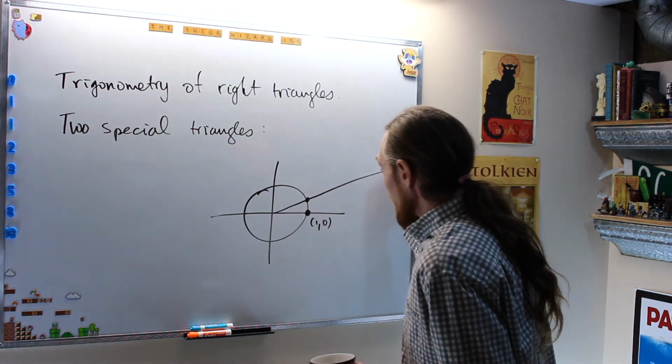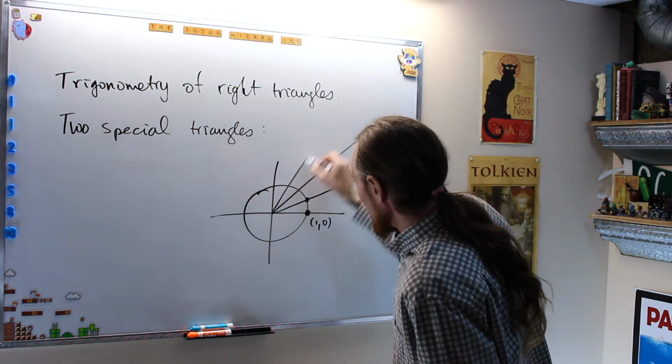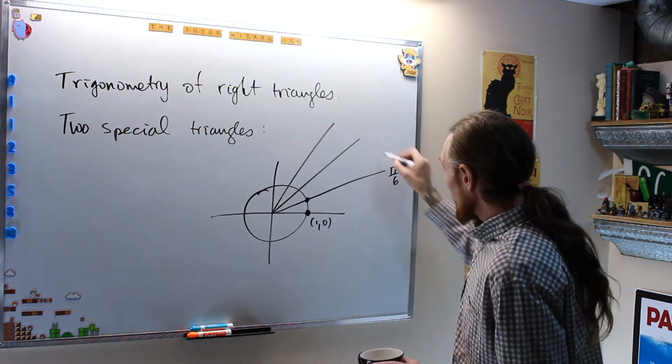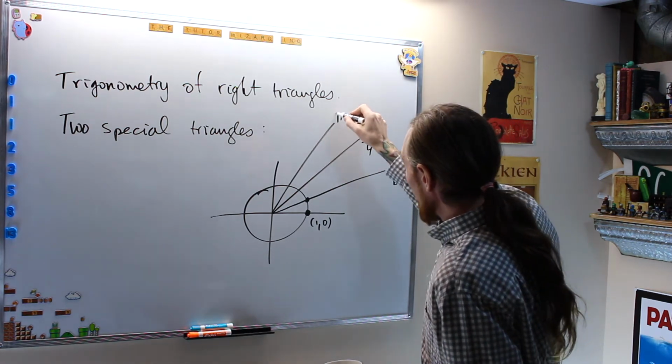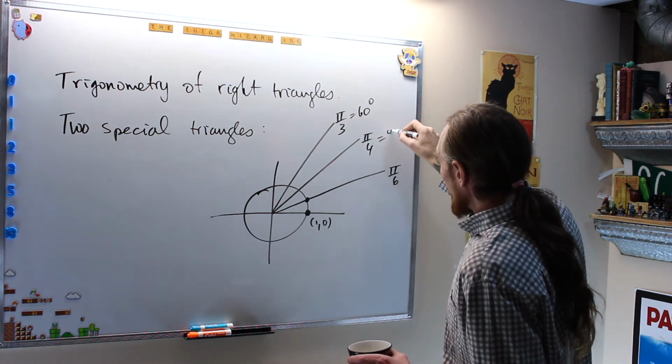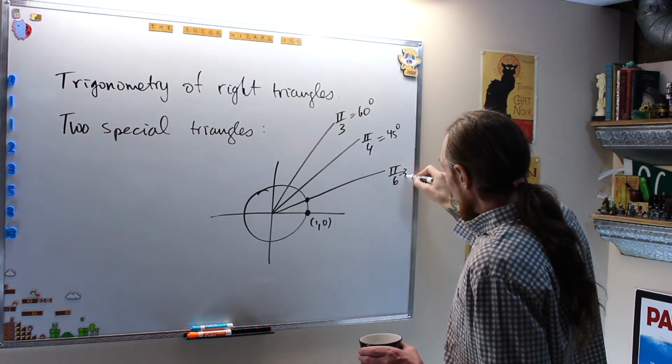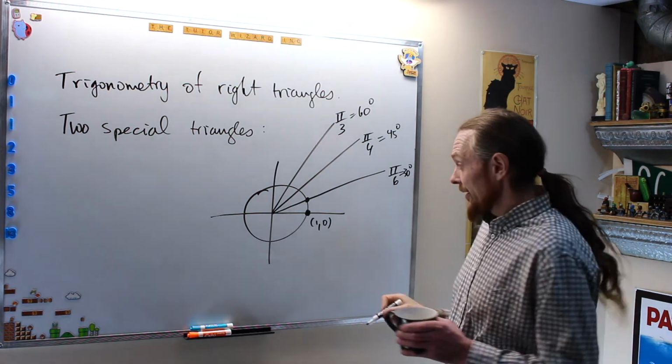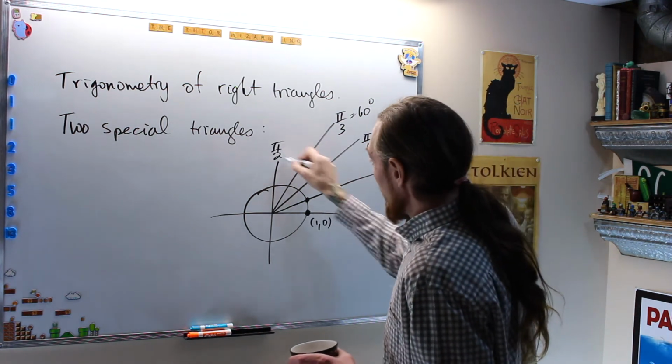At these values, we have pi over 6 radians, pi over 4 radians, and pi over 3 radians, or 30 degrees, 45 degrees, and 60 degrees. And then this is pi over 2, and this is 0.